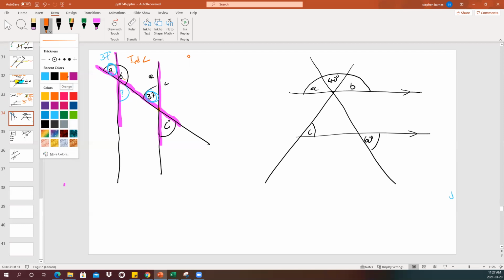All right, how did you work this out, Shana? For the top part for A and B, I said they're on a straight line. Yes. And one of the angles is 40. So I subtracted 40 from 180 and got 140 and then divided it by 2 to get angles A and B.